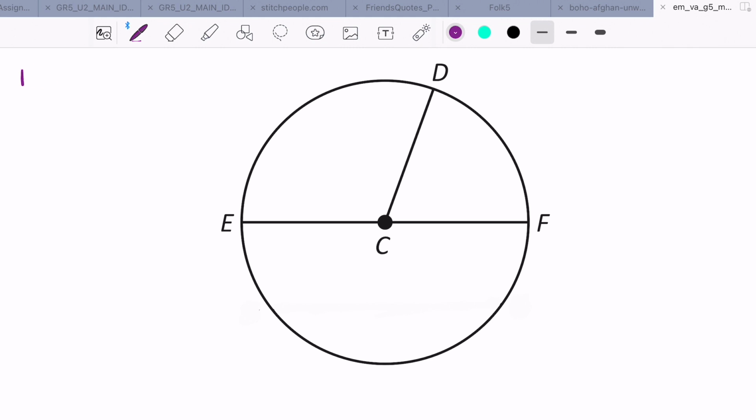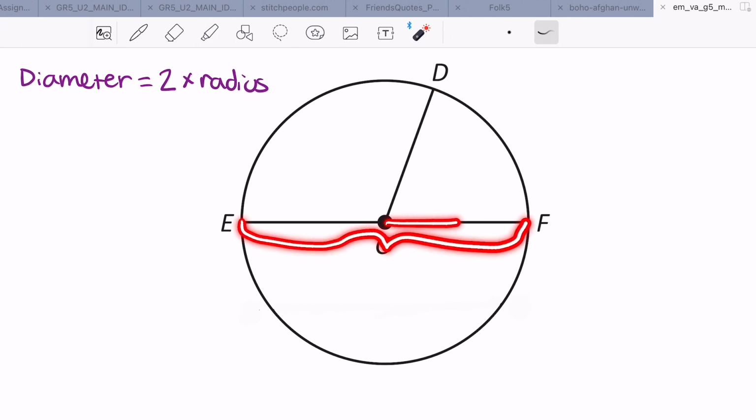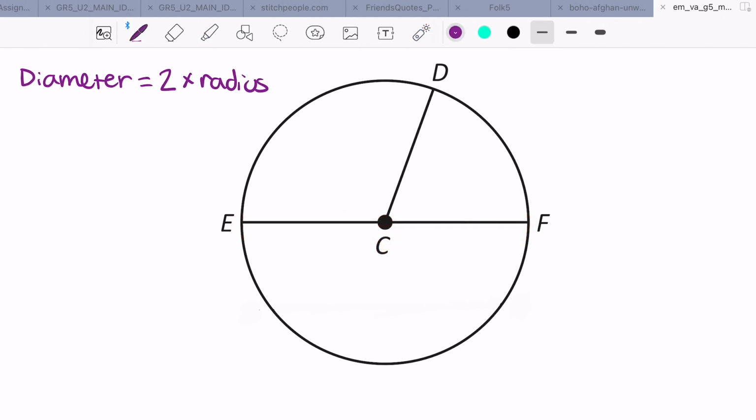So the first notation we're going to do is the diameter. The diameter equals 2 times the radius, as we can recall from our previous circle. So there's our radius, DC, and our diameter would be EF. And there's 2 of the radius together that show the diameter. So you could have radius EC or CF as well.